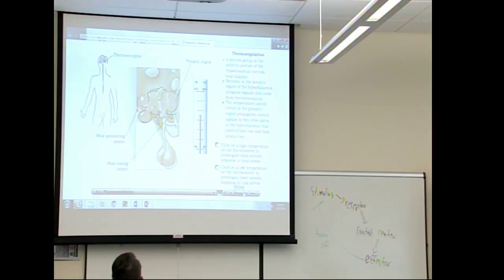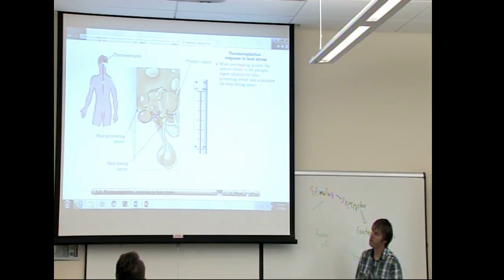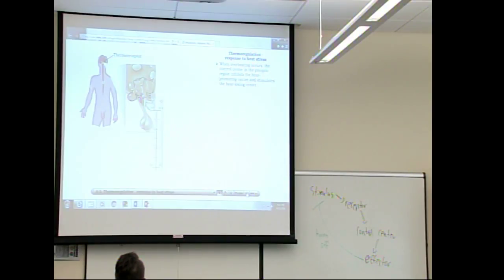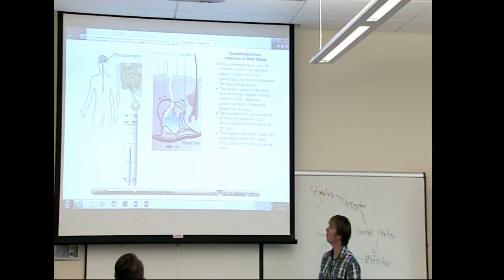All right, so let's see what happens with high temperature. When body temperature becomes too high, either under extreme heat stress or during exercise, the control center in the preoptic region inhibits the heat-promoting center and stimulates the heat-losing center. Output signals from the heat-losing center to blood vessels in the skin cause them to dilate. This allows the relatively warm blood to enter the skin in large amounts. The sweat glands in the skin produce perspiration that collects on the surface of the skin. The evaporating sweat cools the skin, which cools the blood that is then recirculated in the body.